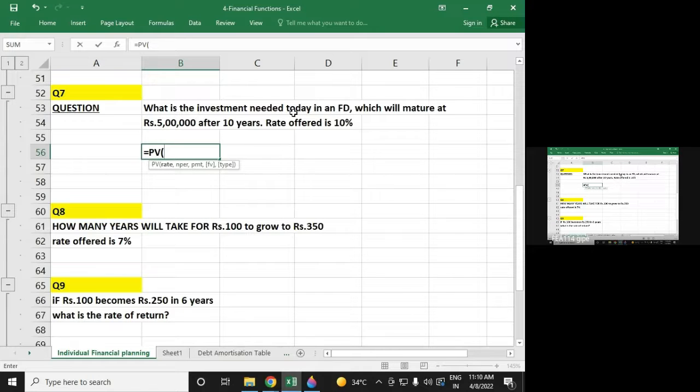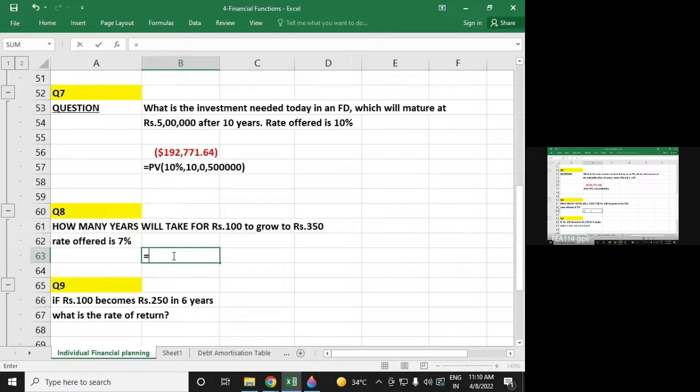Question is saying how much investment should I do today? Means the question is about PV. 5 lakhs needed after 10 years, rate is 10%. So 10%. Nothing is being mentioned about the rate compounded anything. It means it is compounded annually. So the answer is 1,92,000 for question number 7.